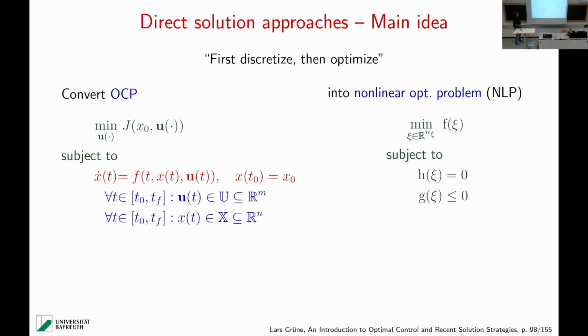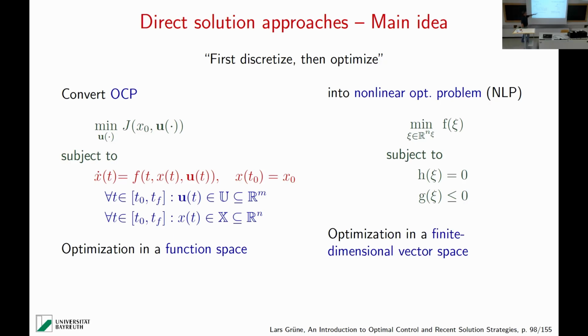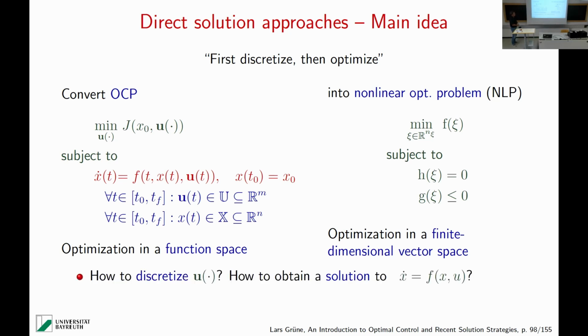In order to do that, we have to think about two aspects of the discretization. We have to discretize the space of control functions, and we have to discretize the differential equation. These are the two steps that we need to do, because this is optimization in the function space, while this is optimization in a finite dimensional vector space. We have to go from one to the other in a meaningful way. You can go very deep into that and do a lot of analysis. I'm just sketching the idea here.